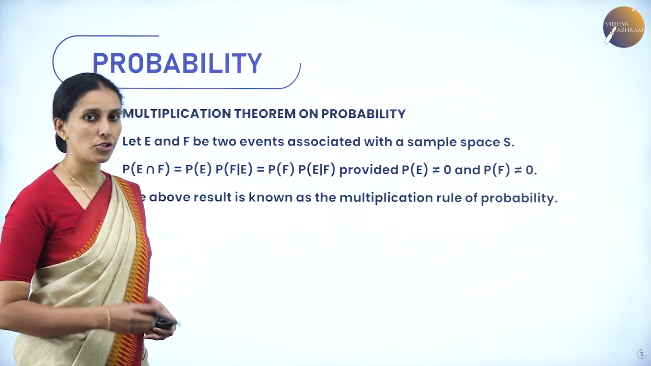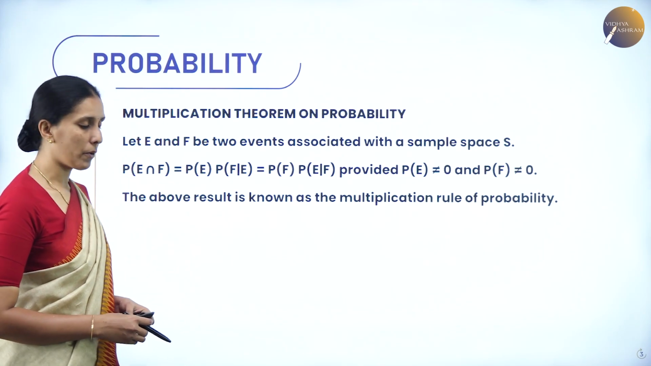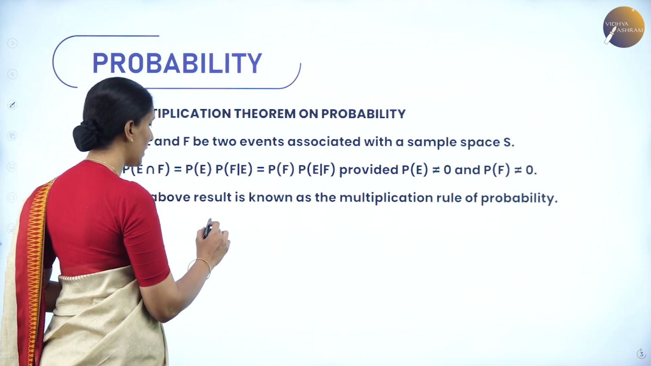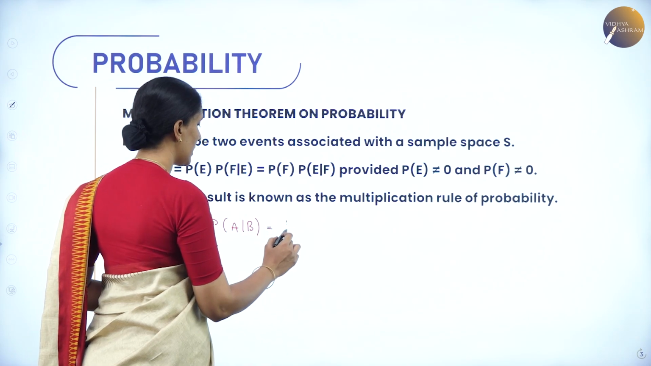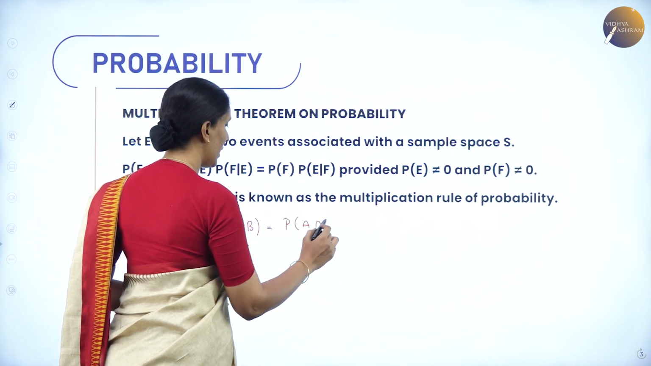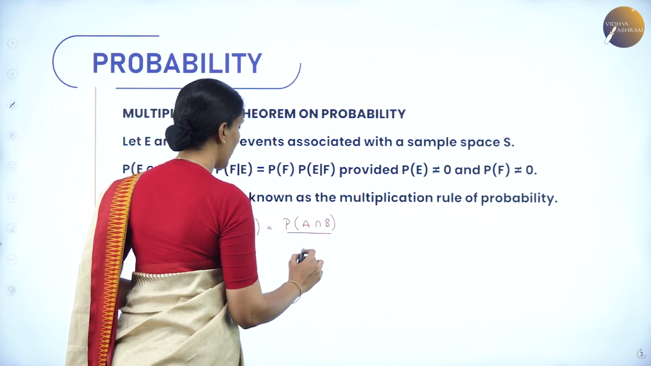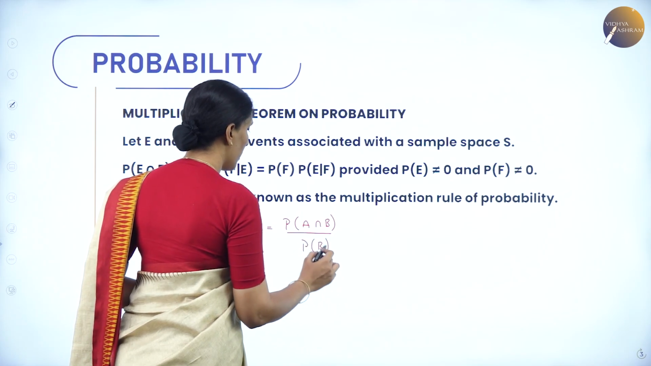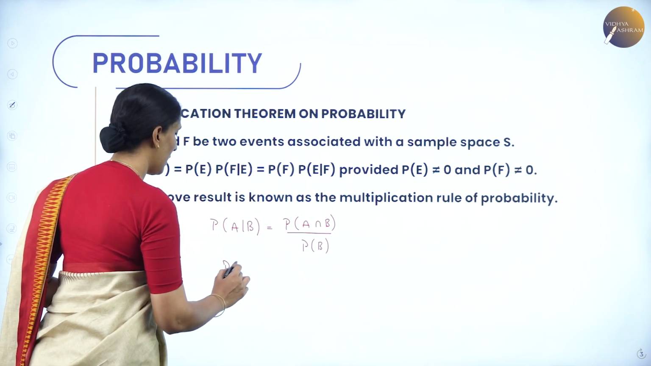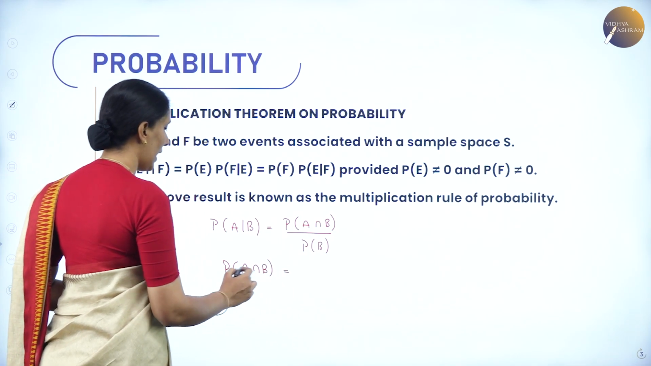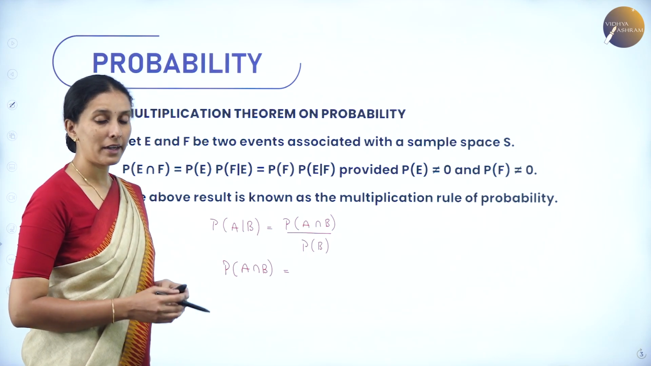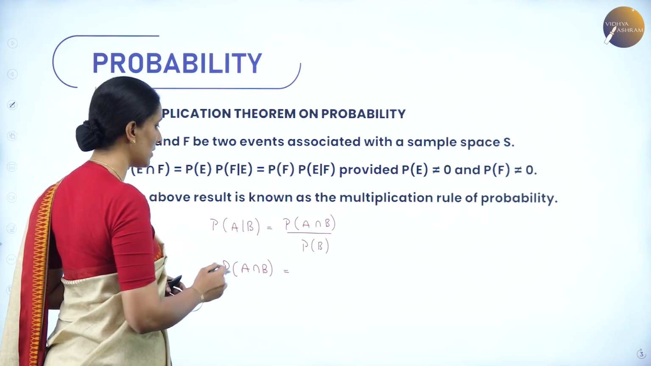In our previous session, we have learnt about conditional probability, that is probability of A given B has occurred is given by probability of A intersection B divided by probability of B. Now, if we need the probability of A intersection B, we know that A intersection B is the simultaneous occurrence of two events at the same time.